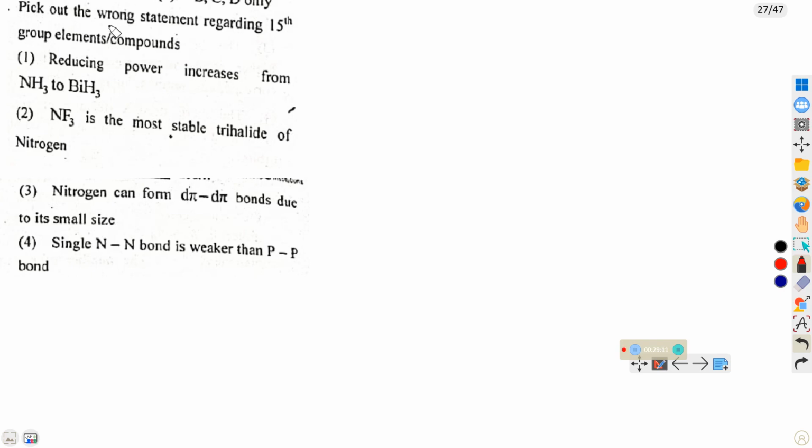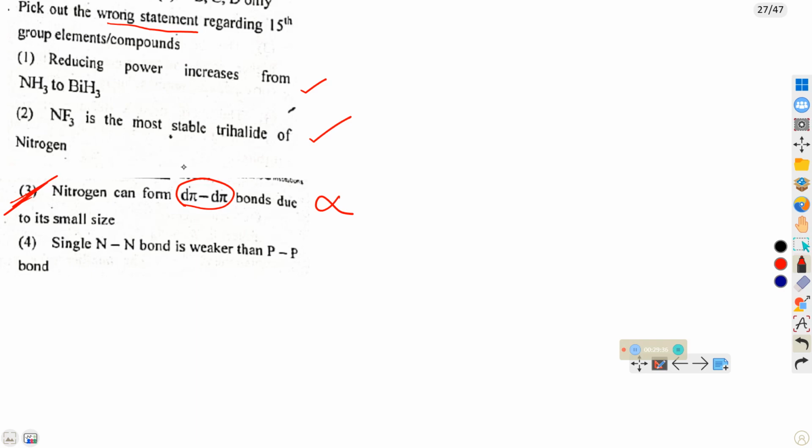Pick out wrong statement regarding 15th group elements. Reducing power increases from NH3 to BiH3. Actually, this is correct statement. NF3 is the most stable trihalide of nitrogen. Correct. Nitrogen can form d-pi bonds. No, incorrect. This statement is wrong.